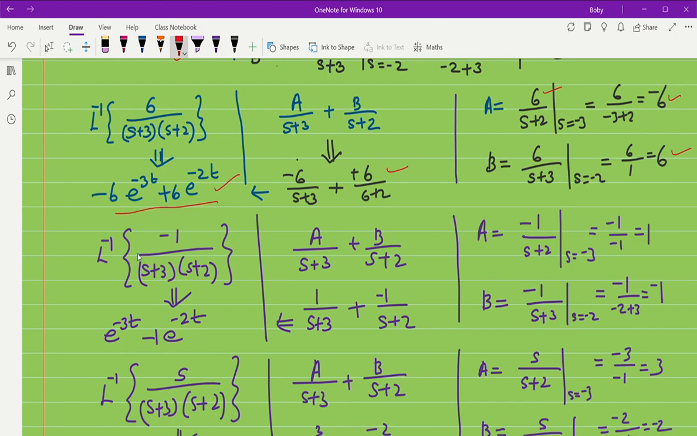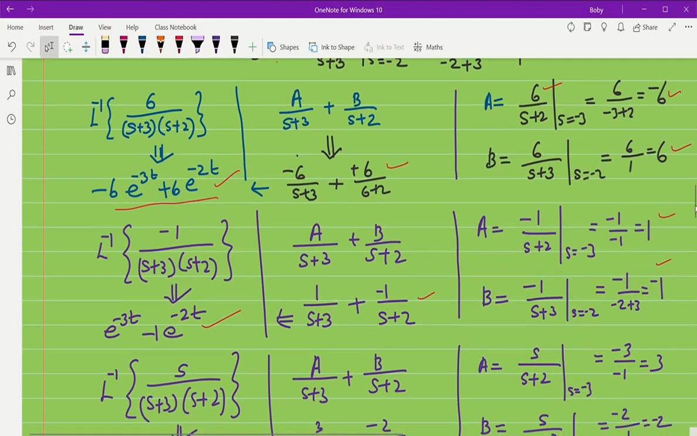This is the second inverse. The third function is minus 1 by S plus 3 into S plus 2. Again A by S plus 3, B by S plus 2. A's value comes as 1 and B's value as minus 1. So 1 by S plus 3 minus 1 by S plus 2. What is the inverse? 1 into e raised to minus 3t minus 1 into e raised to minus 2t. So that is the third function.